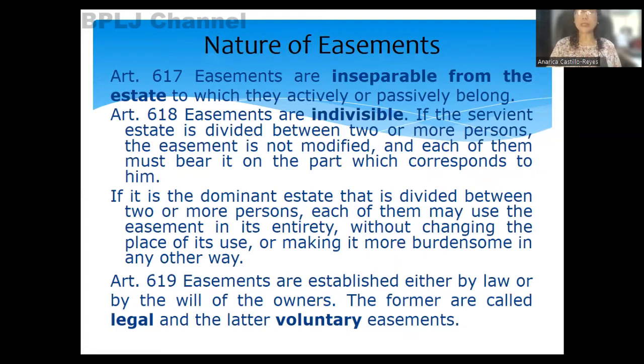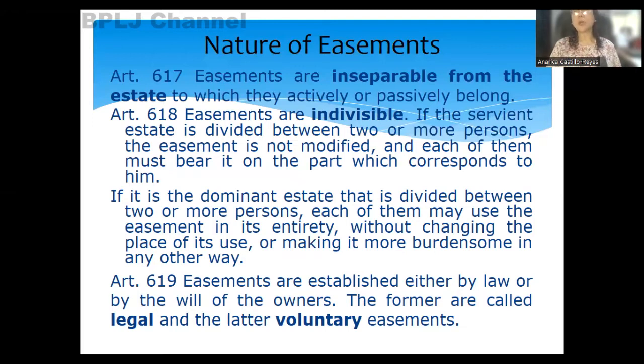If the servient estate is divided between two or more persons, the easement is not modified and each of them must bear it on the part which corresponds to him. If it is the dominant estate that is divided between two or more persons, each of them may use the easement in its entirety without changing the place of its use or making it more burdensome in any other way. For example, if the servient estate used to be one lot and is now divided into two lots, does it mean that the easement is extinguished or modified? No. The easement continues. Each of them will bear the easement.